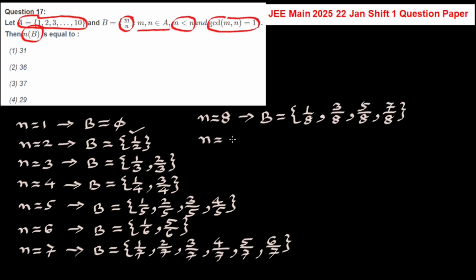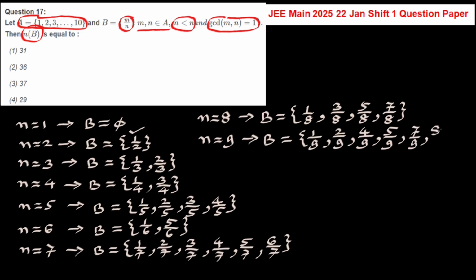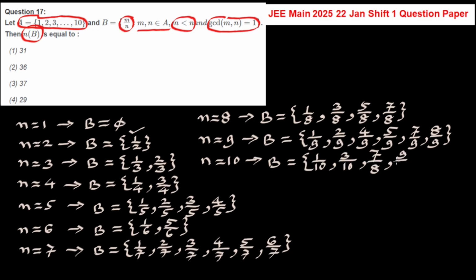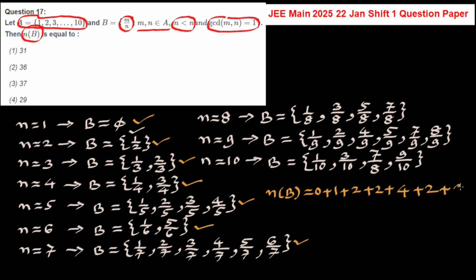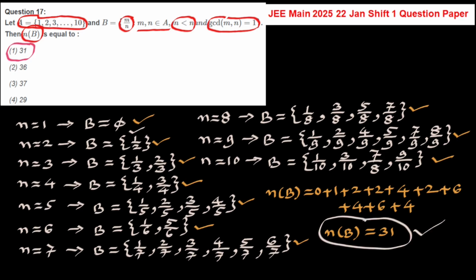For n equals 9, B will be 1/9, 2/9, 4/9, 5/9, 7/9, 8/9. And finally n equals 10 gives B 1/10, 3/10, 7/10, 9/10. Now let us count the number of elements in set B. 0, plus 1, plus 2, plus 2, plus 4, plus 2, plus 6, plus 4, plus 6, plus 4. That counts n(B) to 31. Hence, the correct answer option is 1, 31.